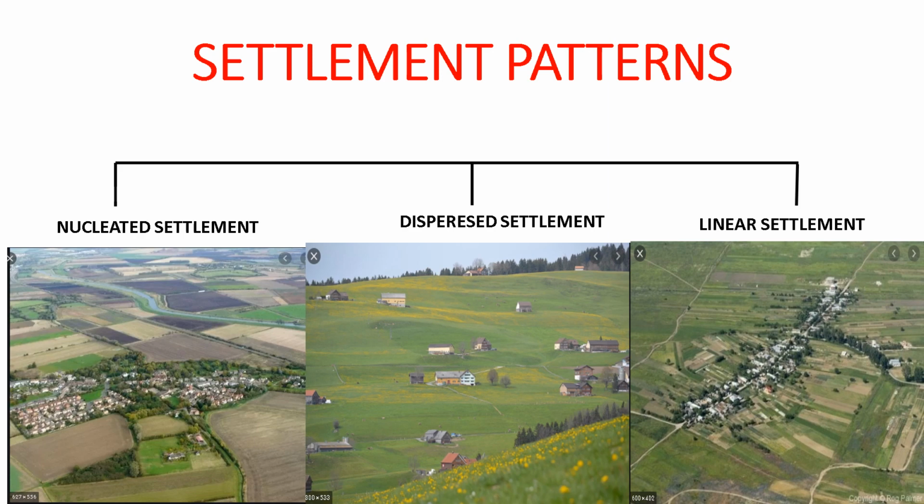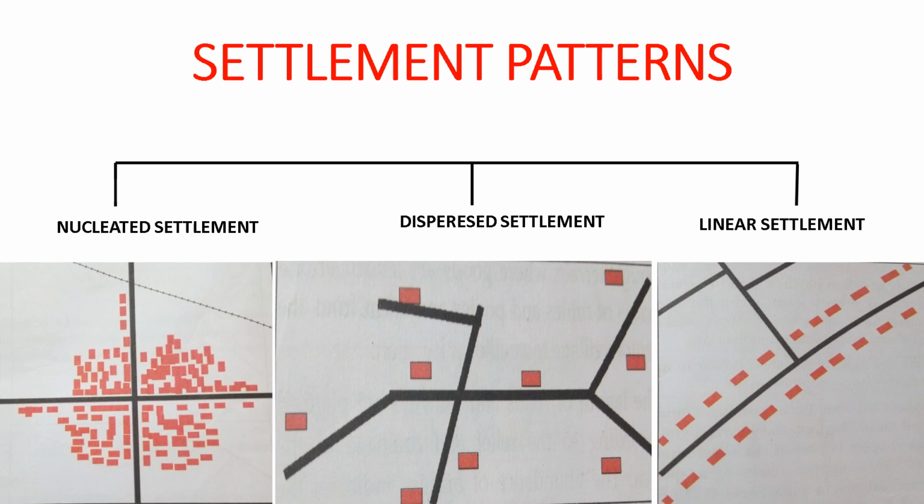and linear settlement. Now in your survey sheet, a nucleated settlement will be marked like a number of huts which are red in color. They may be permanent or temporary, but then they are in a clustered form. So the first one in your survey sheet denotes nucleated settlement. Dispersed settlement in your survey sheet will be like this, where the huts are very far from each other. And the third one, linear, is along the road, on both the sides of the road, the settlement is found. So these are the three patterns of settlement.